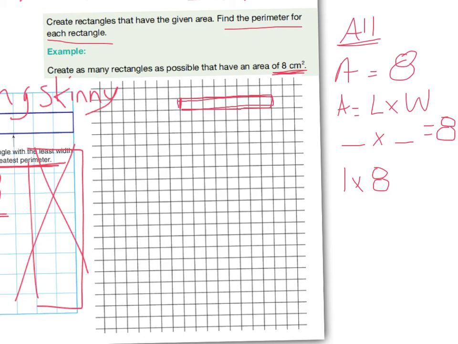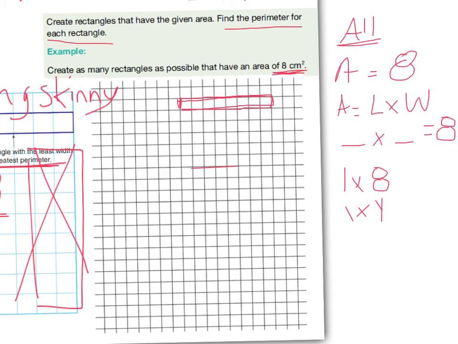Okay, could we have 2 times something? Yeah, we certainly could. We could have 2 times 4 equals 8. Okay, let's draw that one. 2 by 4. All right. 3 times anything equal 8? Nope. 4 times anything equal 8? Yeah, 4 times 2. Oh, we have that already. That's just turning that shape, so we don't need that. So these are the only 2 rectangles we can find.